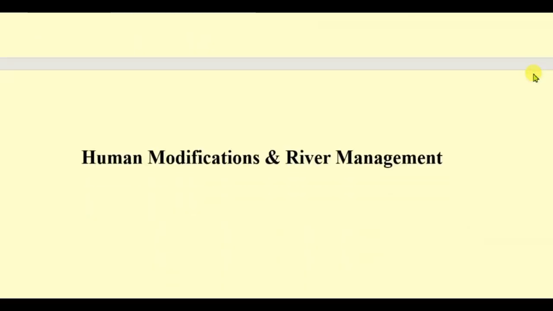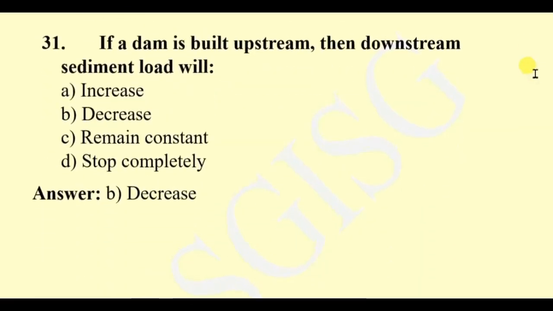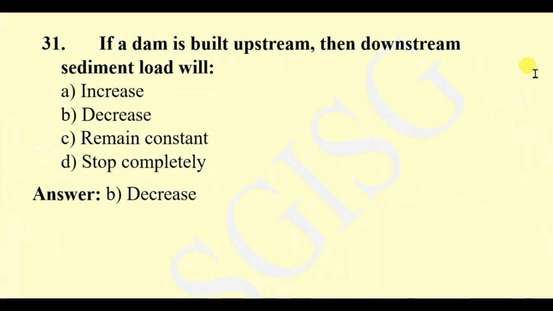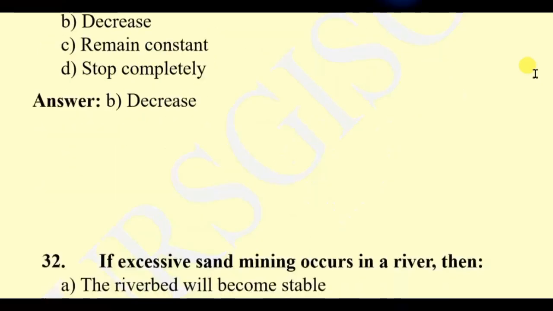Category: human modifications and river management. Question 31. If a dam is built upstream, then downstream sediment load will increase, decrease, remain constant, stop completely. Of course, decrease due to trapping of sediment in the upstream area of the dam.